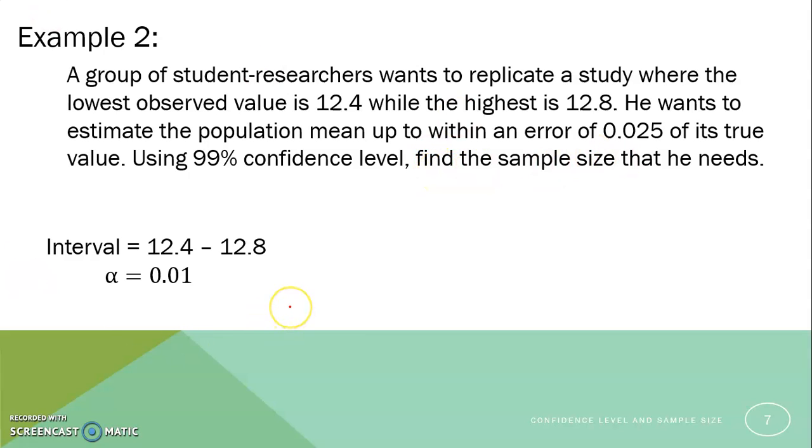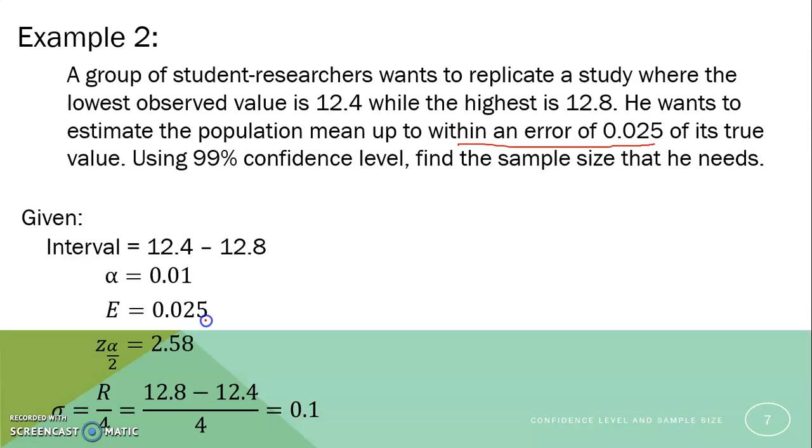So identify the given. We have here the interval. The alpha is the same. Again, and we have the error. So within an error, it is explicitly stated, no? So that is identified as the error. And we have our Z alpha over 2, which is 2.58. In this case, the standard deviation is not stated. So if the standard deviation is not stated, but the interval is given, which is 12.4 to 12.8, we can use it to get the population standard deviation.